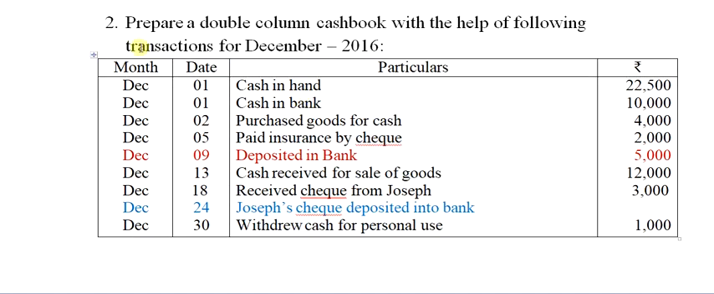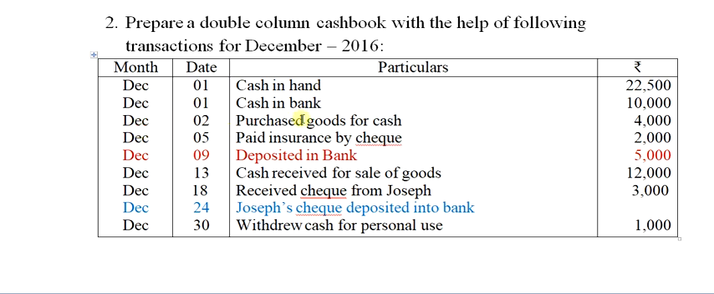Problem number 2. Prepare a double column cash book with the help of the following transactions for December 2016. Month, date, particulars, rupees is given. Take a pencil and you can mark it. December 1st cash in hand 22,500. December 1st cash in bank 10,000. Can you tell me where these entries will appear? So it will appear under the debit side because it is the opening balance on the opening day.